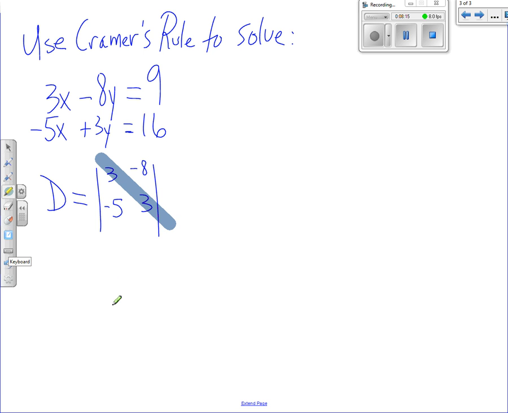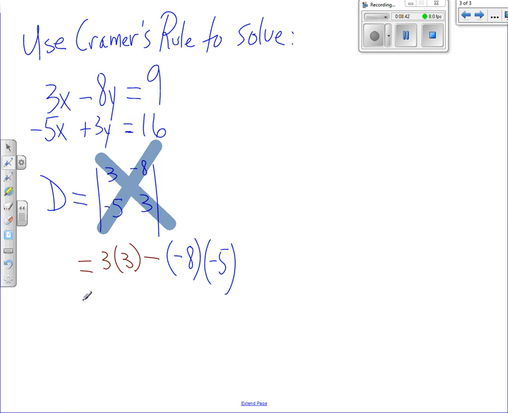So to compute this determinant, we're going to go upper left times lower right, 3 times 3, and then we're going to subtract out the upper right times the lower left. So let's see. Oh, well, who cares? So what if it's in blue? It's very pretty. Negative 8 times negative 5. Okay, so if we compute that, we're going to get 9.